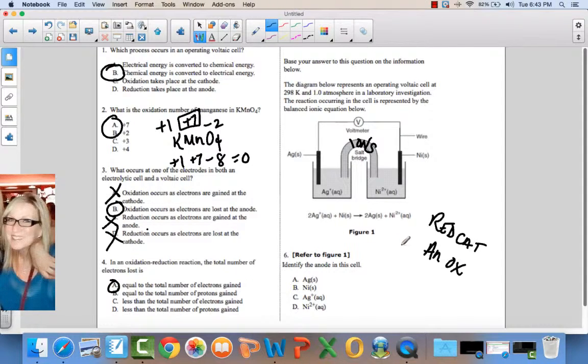I can do this 2 ways. I can look at the equation, Ni0 going to Ni +2. When I lose electrons, I become more positive, so this is oxidation. Or I can just not mess around with the equation, go straight to Table J, and nickel is above silver on Table J. So this is my anode, and this is my cathode. So nickel. The anode is, and the cathode is always going to be an electrode. It's always going to be the solid metal.